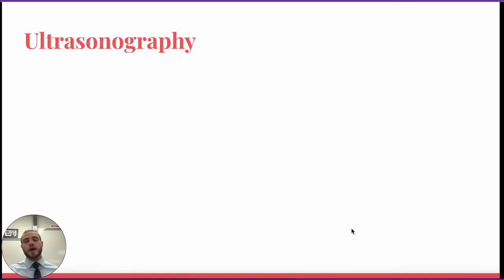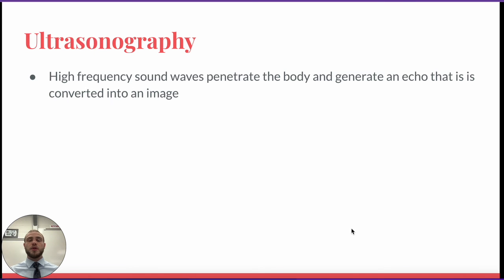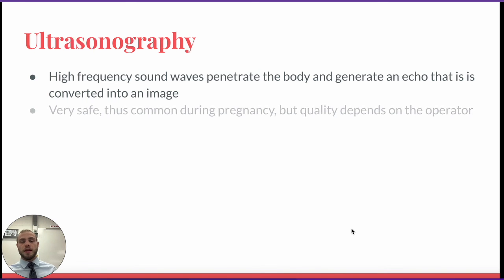And then lastly, we have ultrasonography. This is going to use high frequency sound waves. They're going to penetrate the body and create an echo, and then the system is going to take the echo and convert it into an image. Ultrasonography is very, very safe. You're just using sound waves. And so we see ultrasonography used a lot during things like pregnancy.